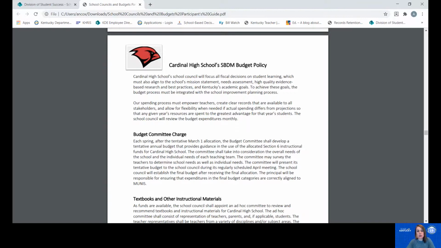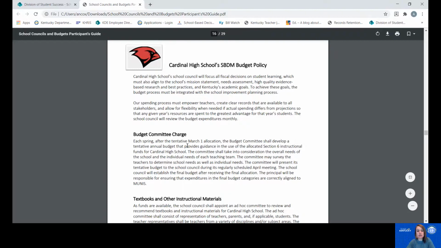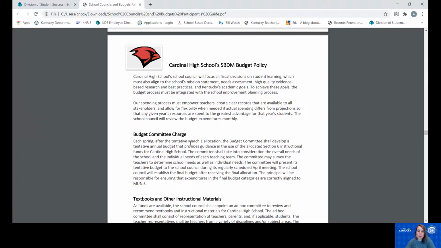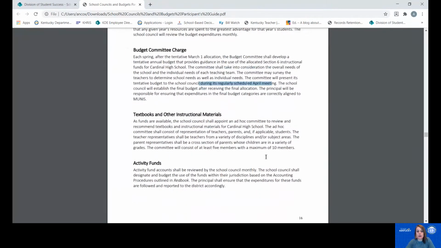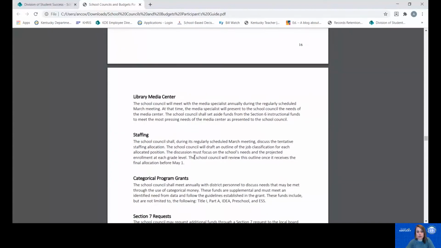So the first strength that this policy had is that it provides a good timeline of when budgets are reviewed or when things are approved. You'll see here after the tentative March 1st allocation, the committee will develop an annual budget in terms of Section 6. They will present it during its regular scheduled April meeting. And then there was also one where it said that the council will review once it receives its allocation before May 1st. The council will meet with the media specialist during the March meeting. So there's a lot of different dates in here that help the council stay on track so that they know when to review things and when to approve things, present their budgets and that sort of thing. So it's a good idea to have some of those timelines in there.